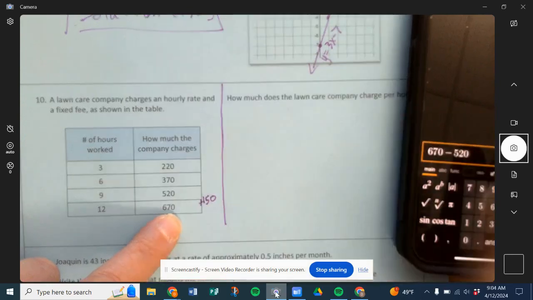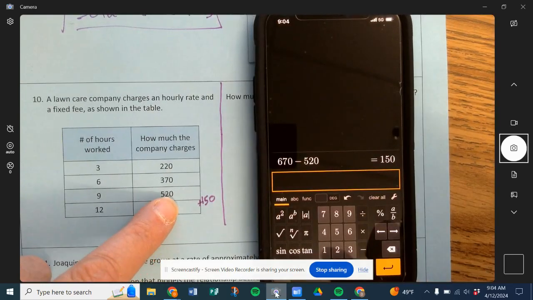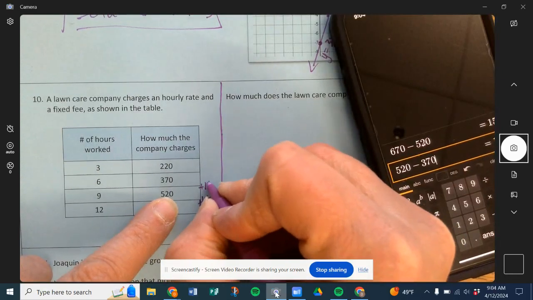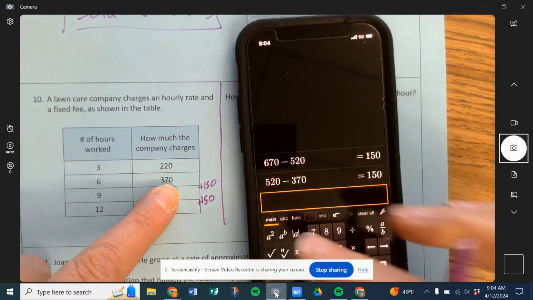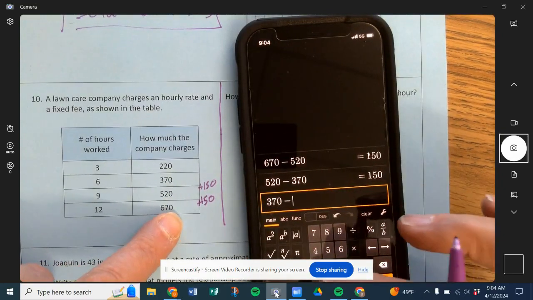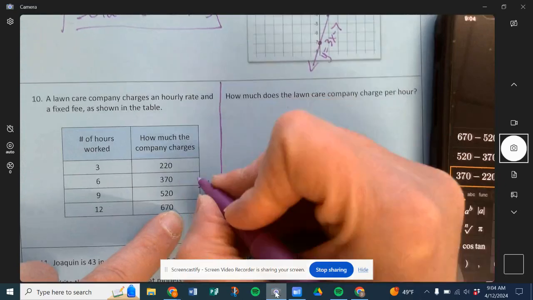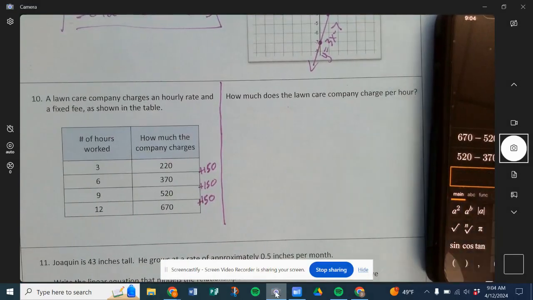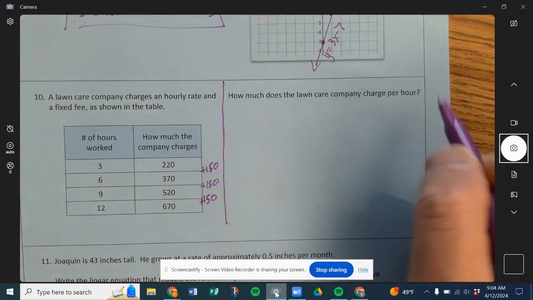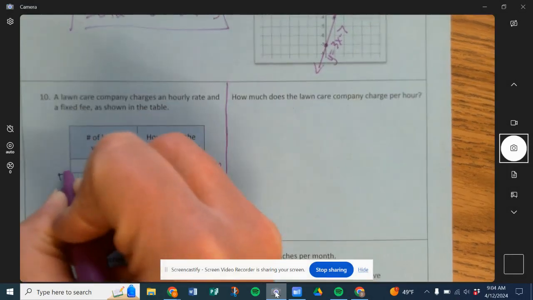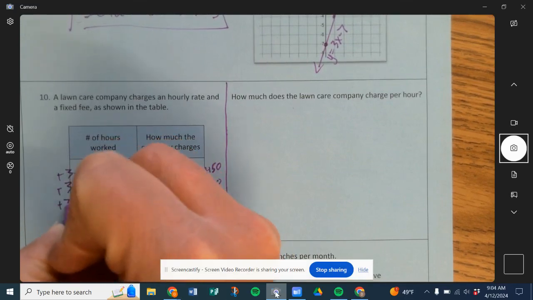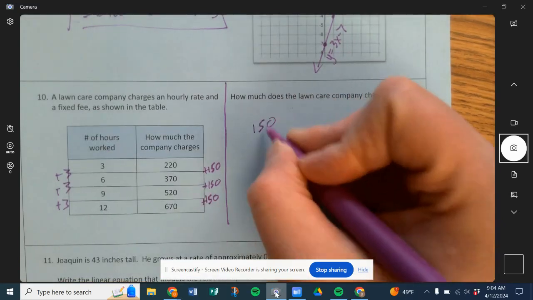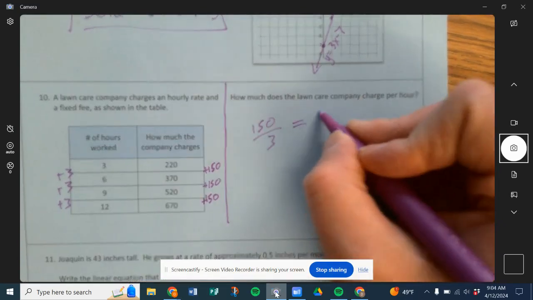I'm adding 150 as I go down, but I'm subtracting to find the answer. 520 minus 370. Look, 150 as well. Interesting. So what this means is that I'm getting the same answer, so it is just a linear relationship, meaning if you were to graph it, it would form a line, okay? So you might be tempted to think, oh, 150, I'm done. However, these are going up by 3s. So what this actually means is that they make $150 per 3 hours, okay? So you've got to take that 150 and divide by 3. That gets you to $50.